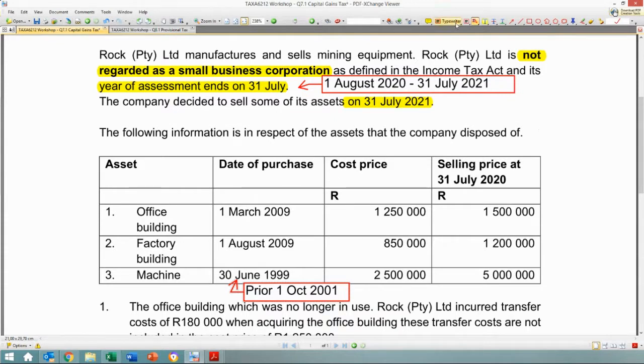Then they give you the cost price, so this would be assigned to your base cost. And then your selling price would generally be your proceeds. This is before any adjustments. So you just need to be aware of the fact, based on the additional information, do we need to add more information onto these amounts?